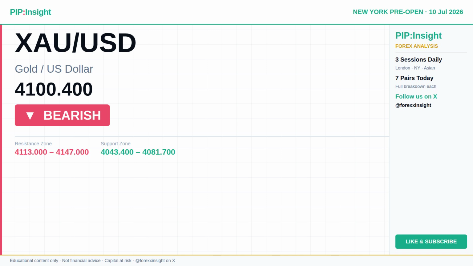On the fundamental side, the Fed's monetary policy report lands today, though it's rated low impact, unlikely to spark major volatility, but any hawkish undertones could strengthen the dollar and add further pressure on gold. The levels to watch heading into the session are resistance at $4,113 and $4,127, with support at $4,081 and $4,065 below.